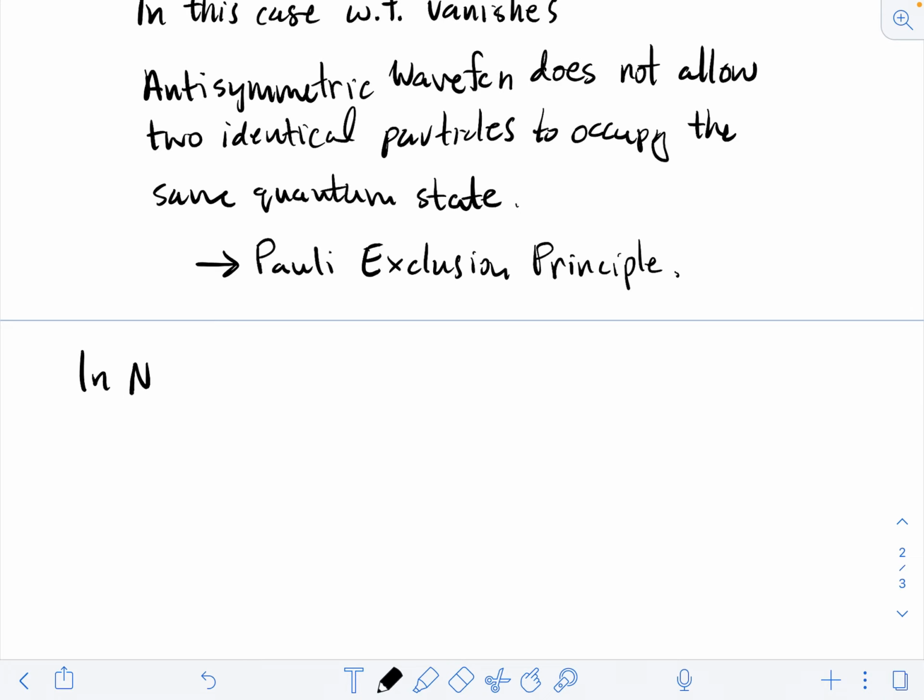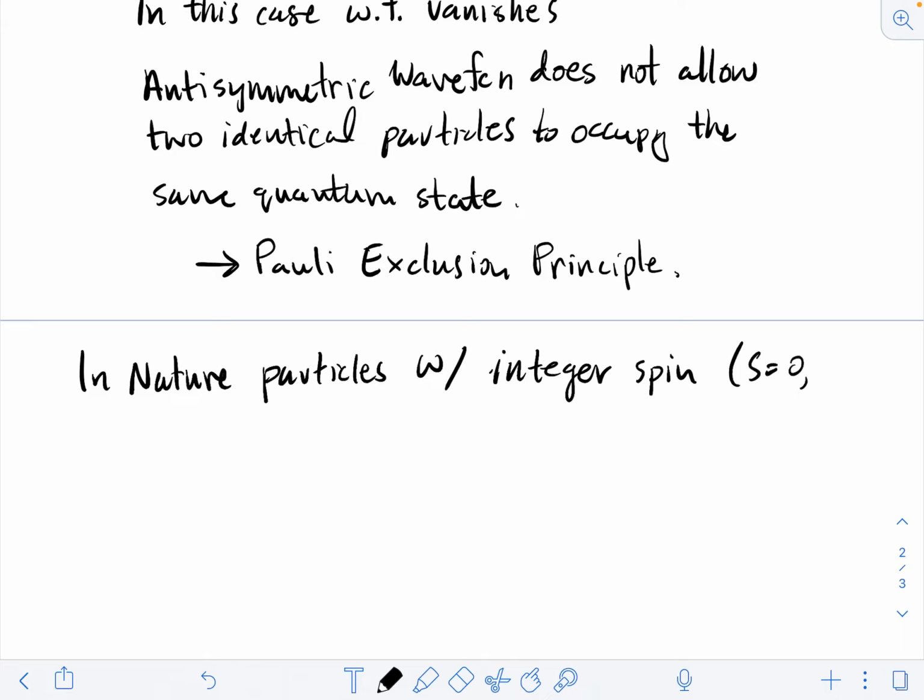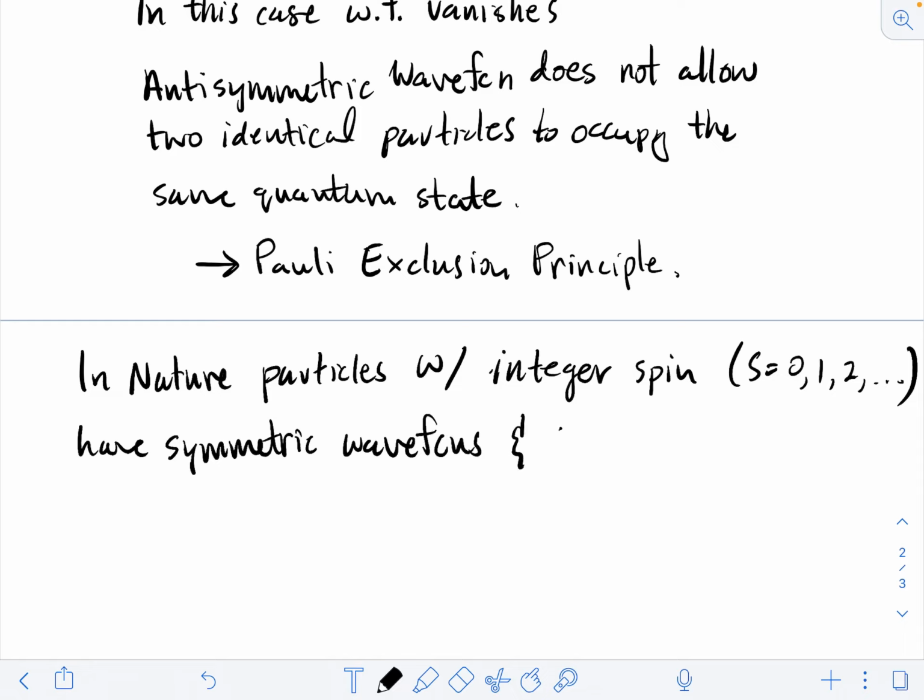Okay. So in nature, particles with integer spin, and this is not something that I'm going to prove, I'm just going to state the fact. These are particles with spin 0, 1, 2, and so on, integer spin. These particles have symmetric wave functions, and they are called bosons.